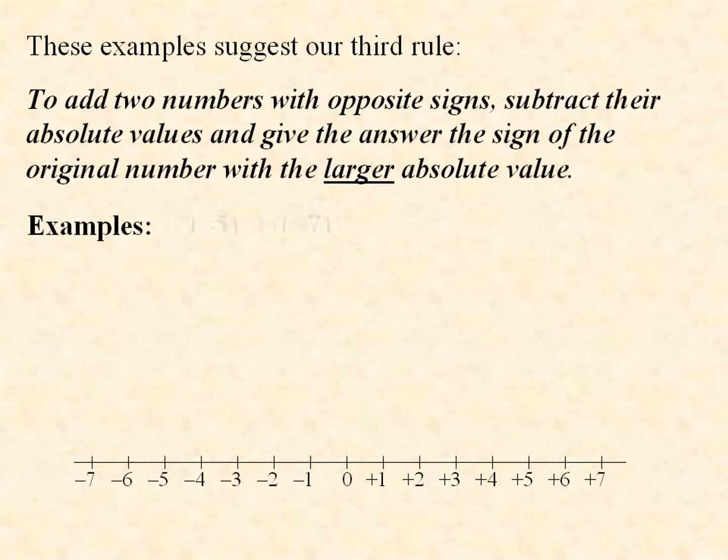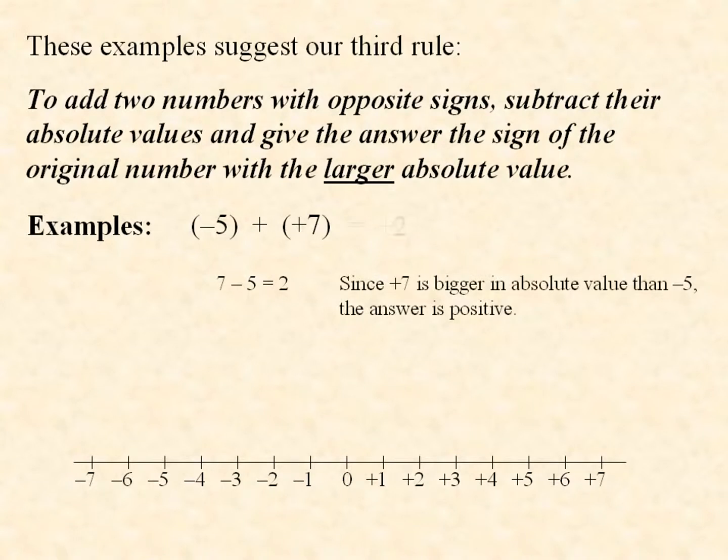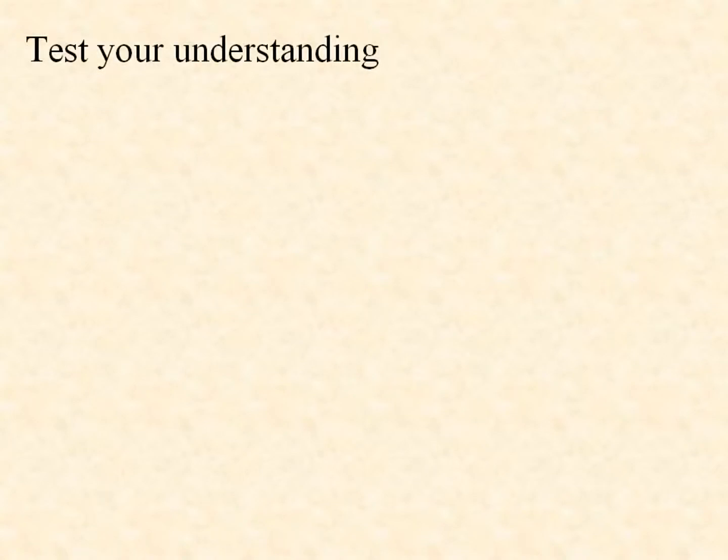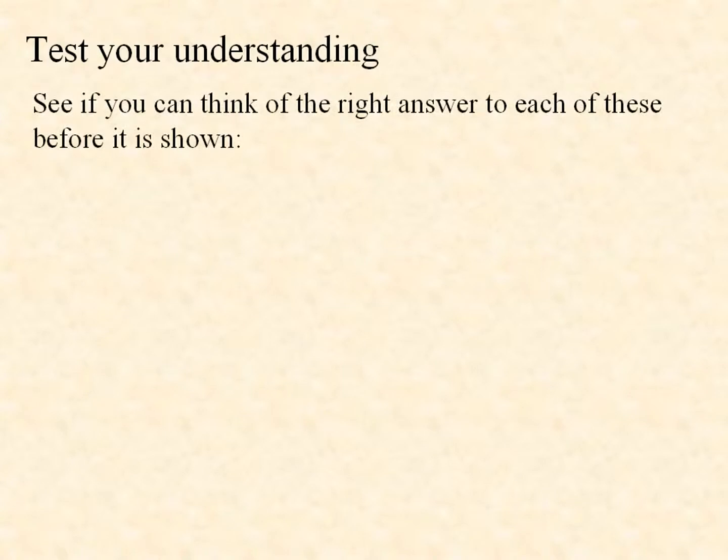Another example, -5 plus +7. Again, we subtract. 7 minus 5 is 2, but this time the 7 is bigger in absolute value, so the answer is positive. And again, we see this on the number line. Time to test your understanding. See if you can think of the right answer to each of these before it is shown.